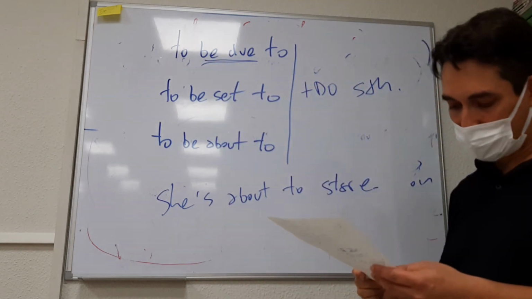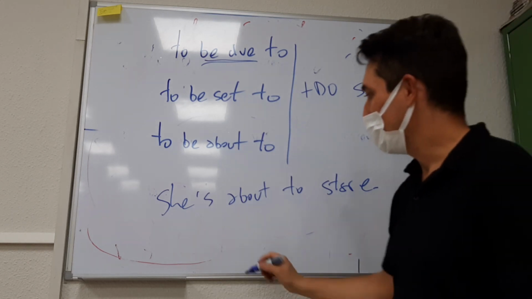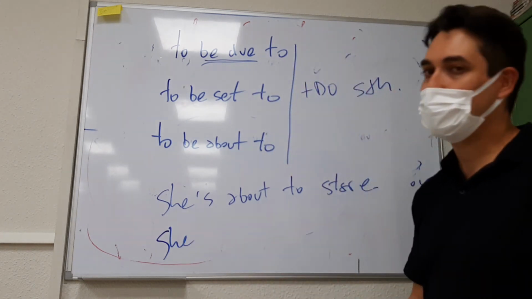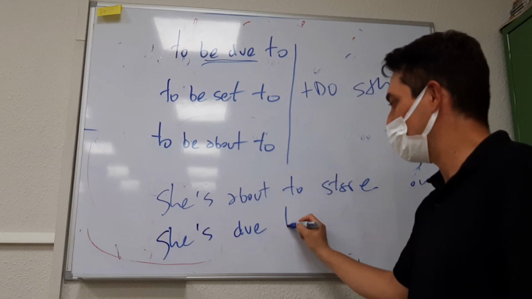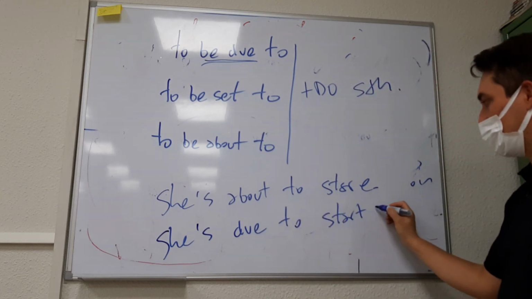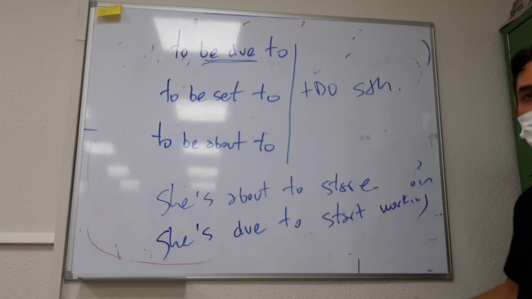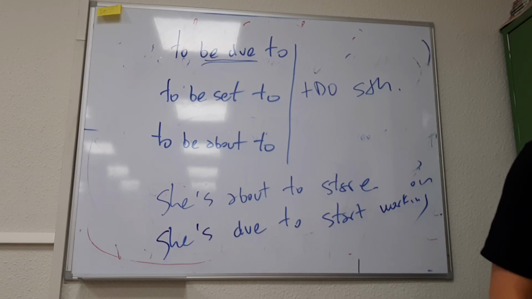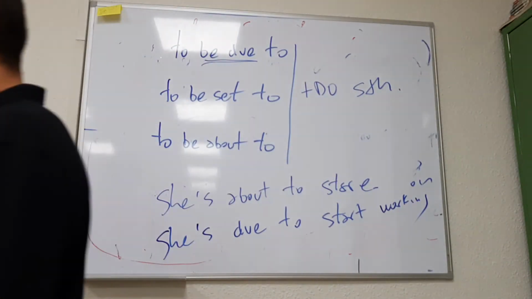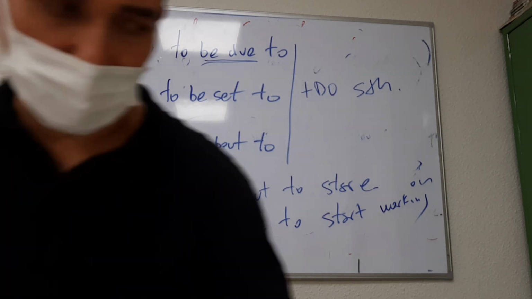To be due to do something is that something is going to happen. Yeah, something is destined to happen. Ella se supone que tiene la obligación de empezar a trabajar. She is due to start working. This is the end of the grammatical explanation for today. Any questions? Okay, so I'm going to give you homework. I'll just write it down.